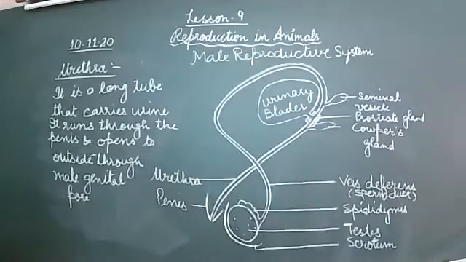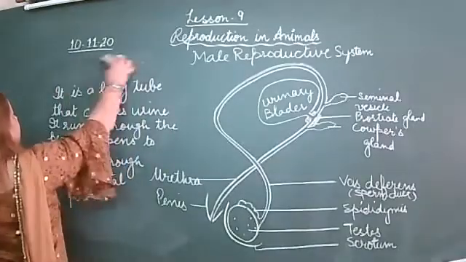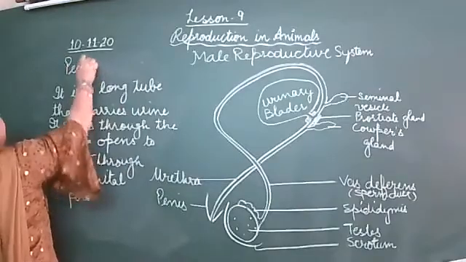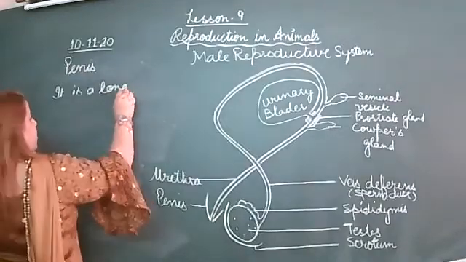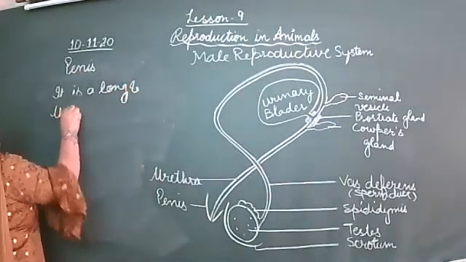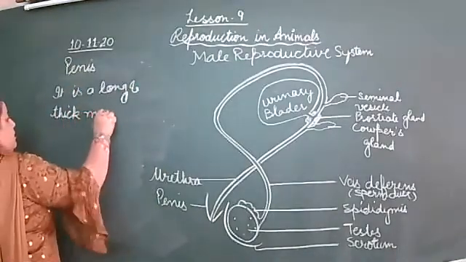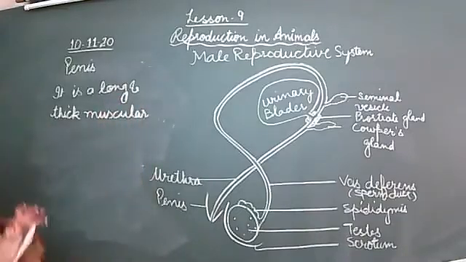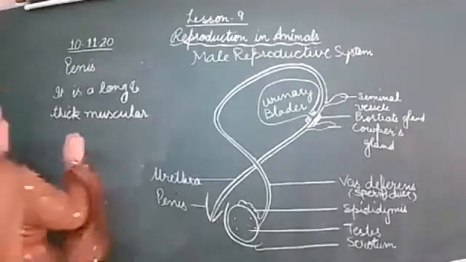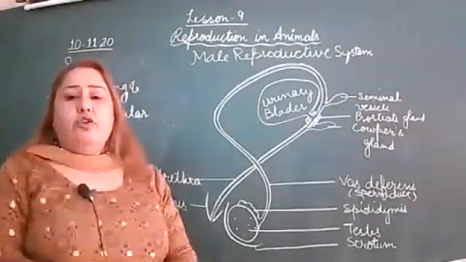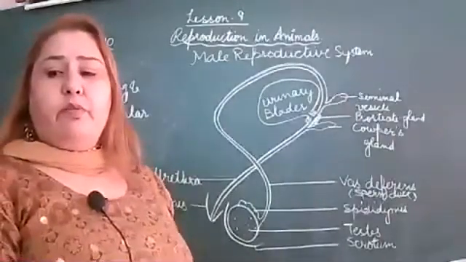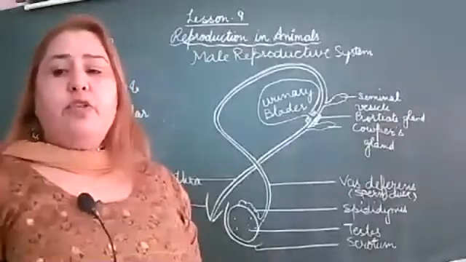Then write down penis. Now we will write down penis. It is a long and thick muscular organ which injects the sperms into the female body. It helps to transfer the sperms into the female body.